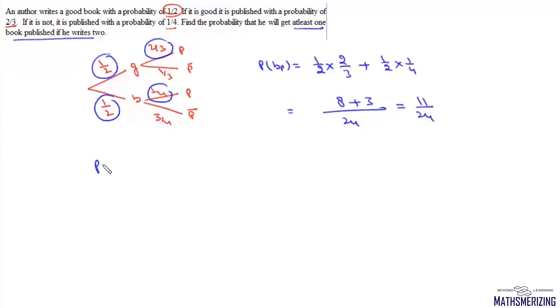Now this probability that at least one gets published, we can write as 1 minus the probability that none of the books get published. So it will be 1 minus 11 by 24 whole square, which is 407 upon 576, and that is the answer to this question.